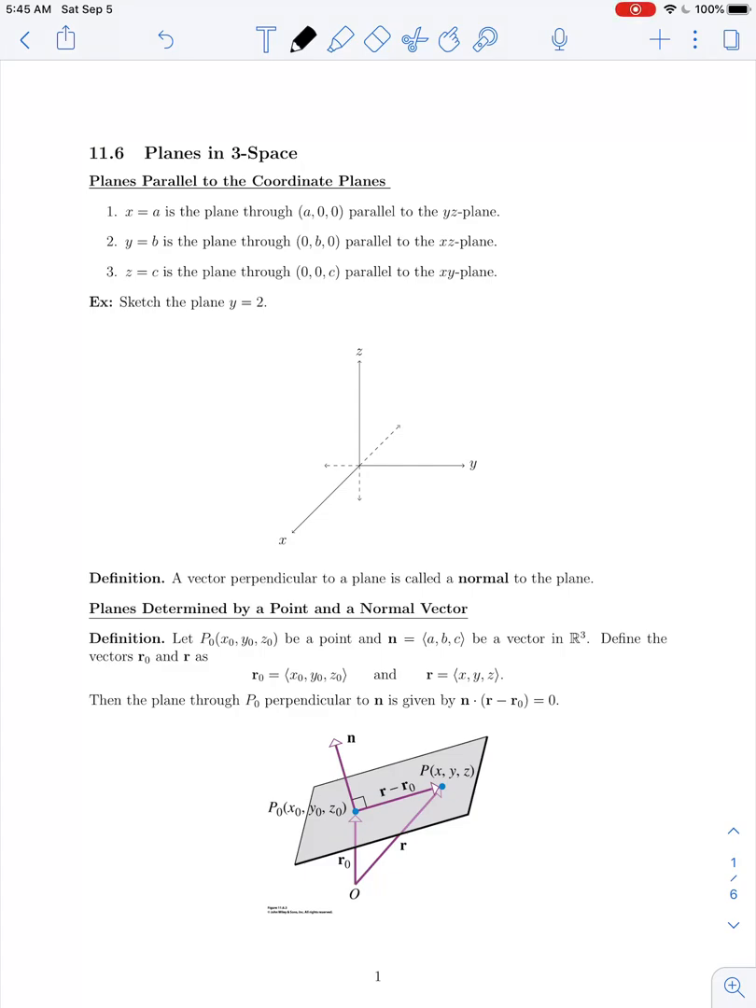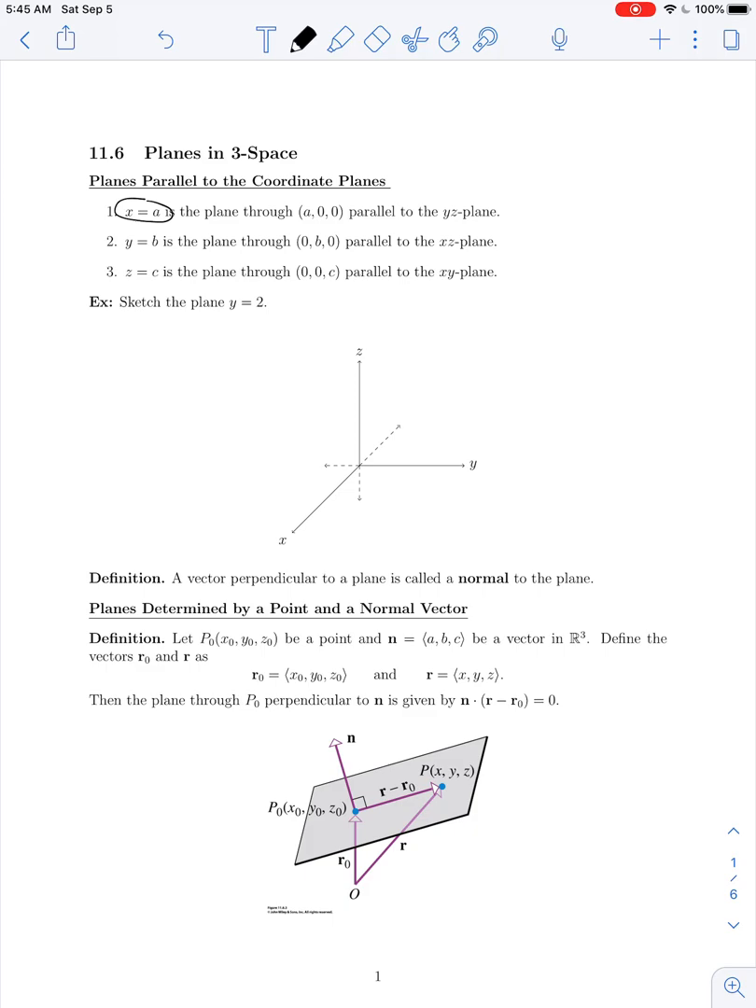In section 11.5, we learned about parametric equations of lines in 2 and 3 dimensions. In this section, 11.6, we're going to learn about planes in 3 dimensions. First, to begin, let's talk about the planes that are going to be parallel to the coordinate planes. These have very particular equations in that they only contain one of the 3 variables.